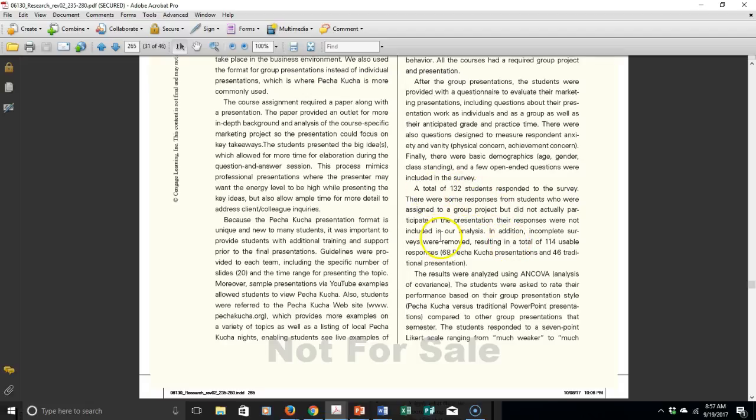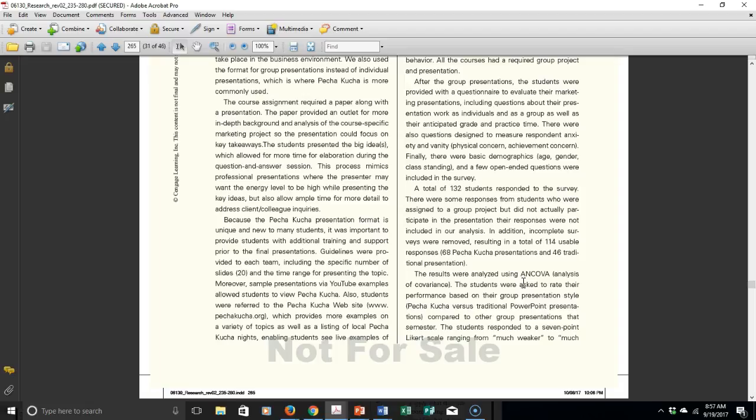Here in this paragraph, you'll see how many students participated in the research study. So you'll see 132 actually responded to the survey, but only 114 were usable because some of them had incomplete data. When you look at the breakdown, they tell you here that 68 of those 114 were from the PechaKucha classes and 46 were from the traditional PowerPoint presentation classes.